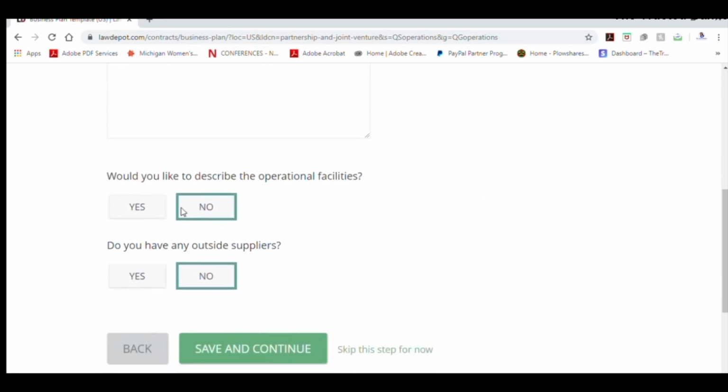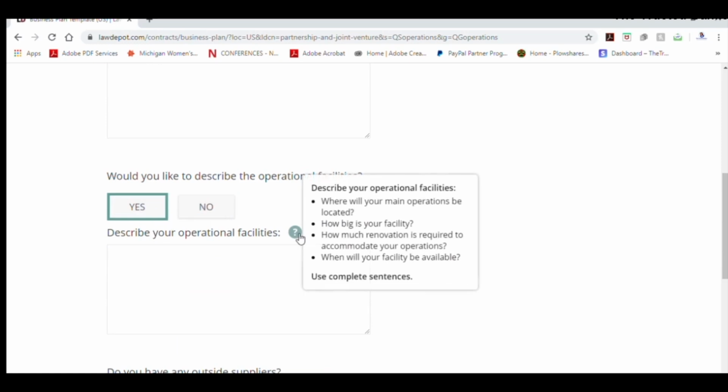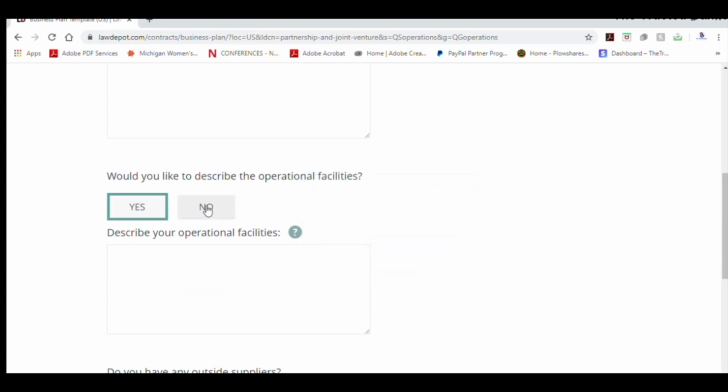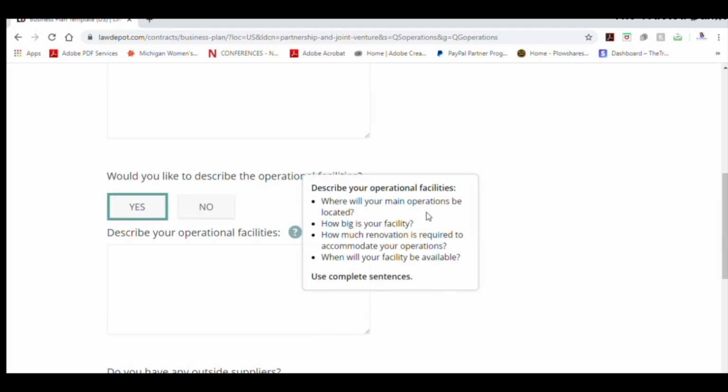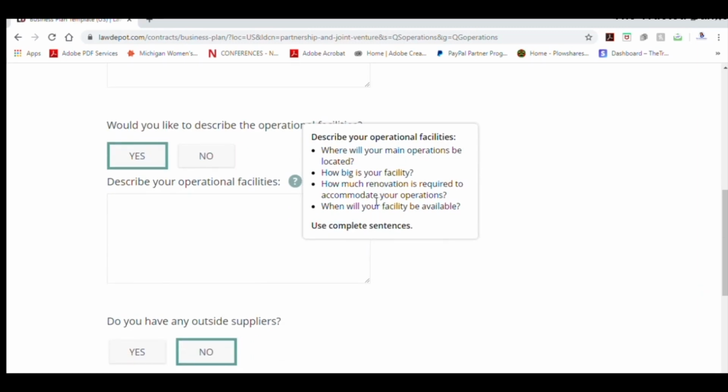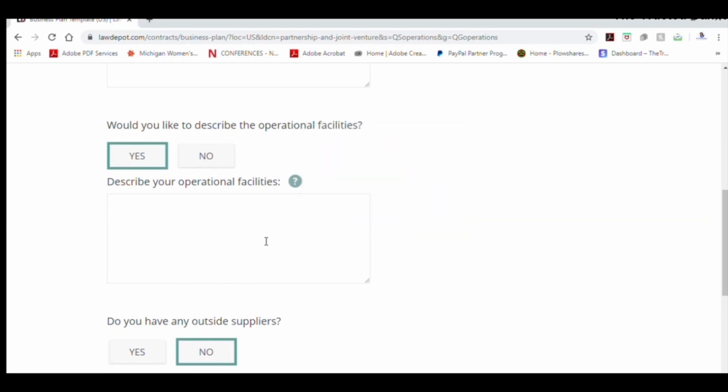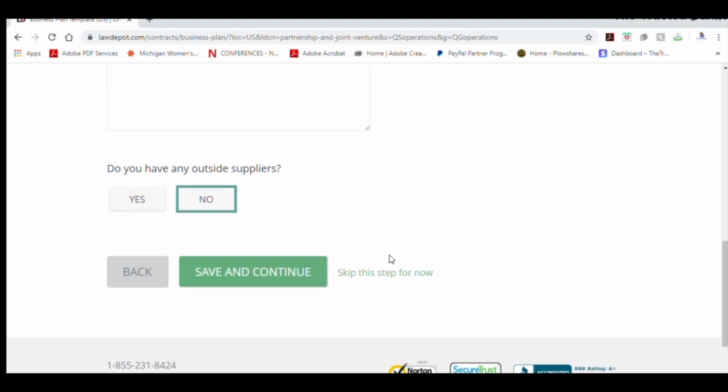Would you like to describe operational facilities? If you have brick and mortar, if you have a definite space, yes, you would like to describe your operational facilities. If you're online, or a consultant, or a service provider, or if you do pop-up or shared space, you can say yes as well, and you want to describe where your operations are located, how big your facility is, and whether it's a shared space or you're 100% owner. When will your facility be available? If it's a build out, you want to give as much detailed information as possible.